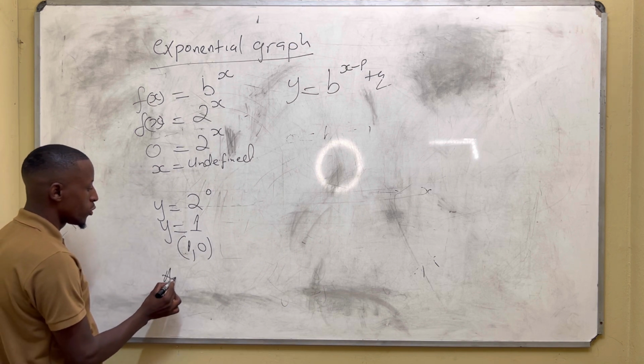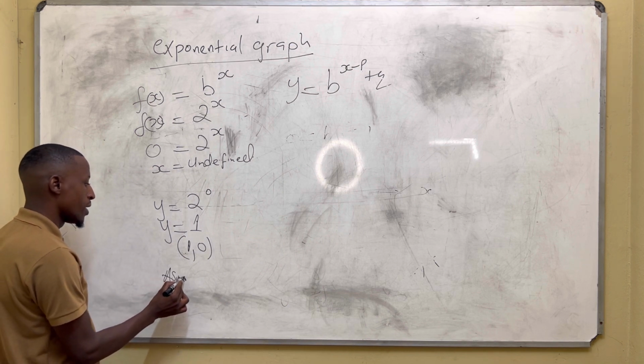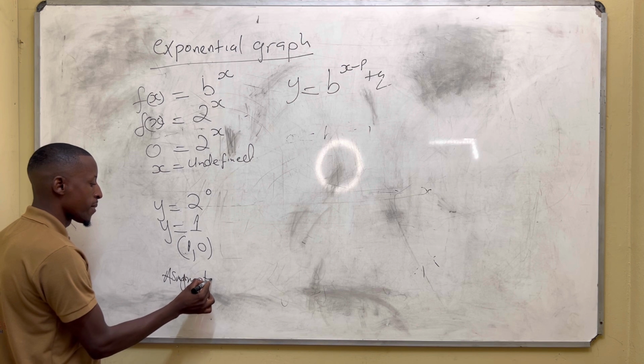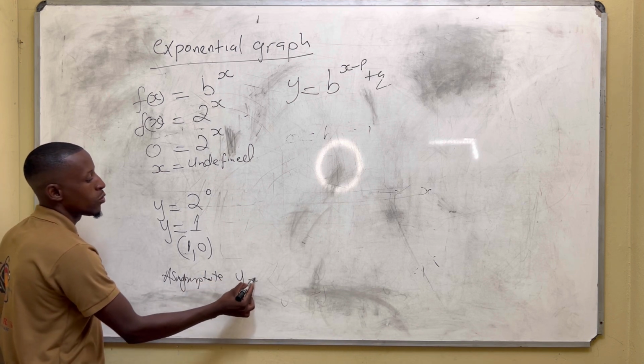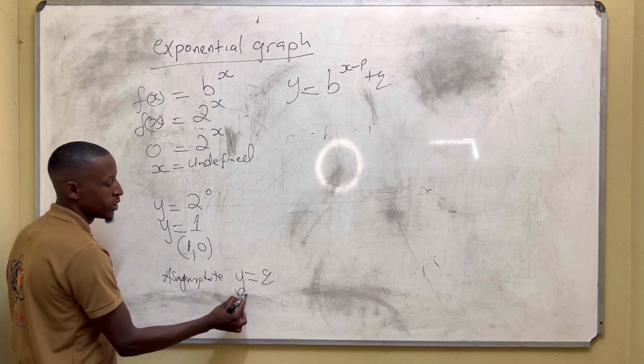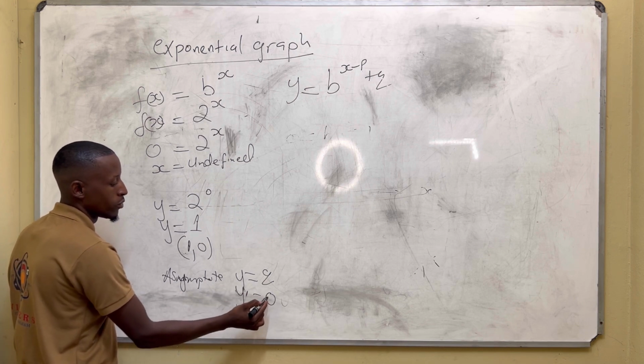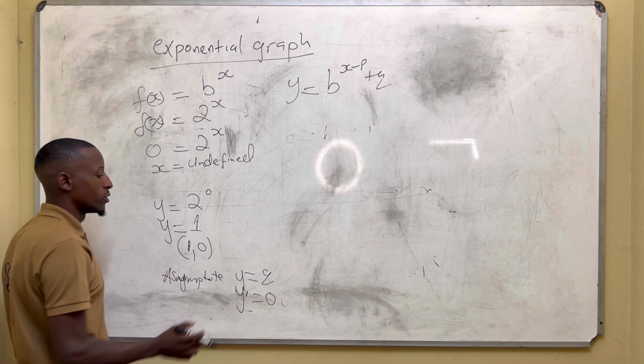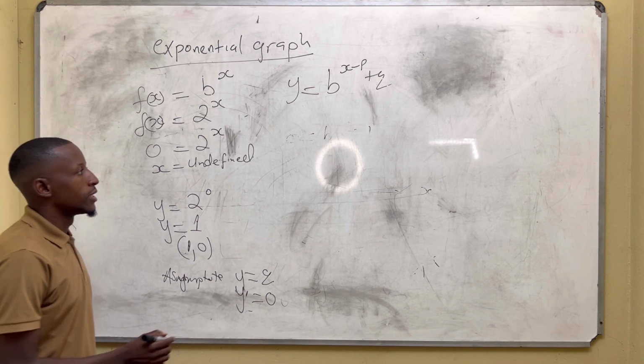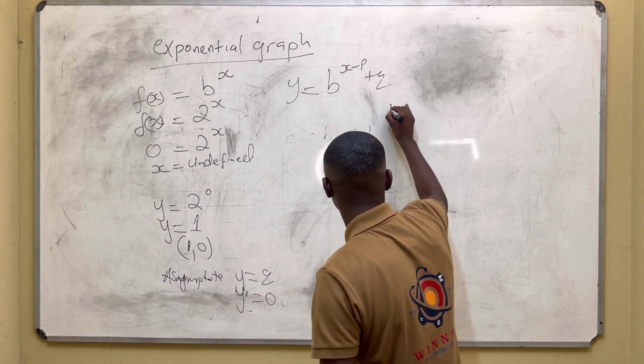So our asymptote now is going to be y equals q, which is y equals 0, because there is no q. That would be your asymptote. Let us now go to the sketching of the function.